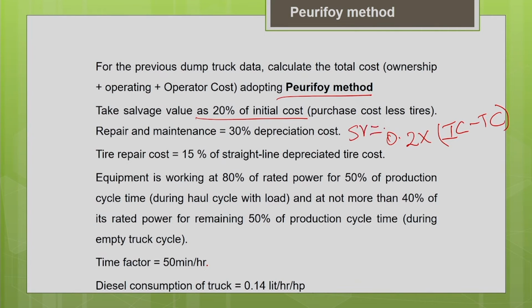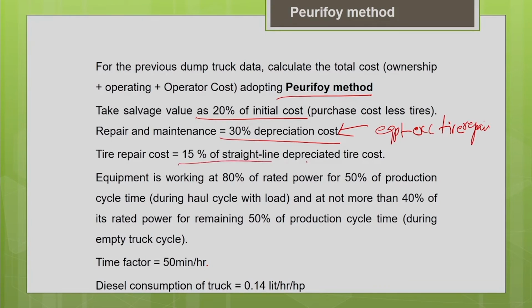Now the repair and maintenance is taken as a percentage of the depreciation cost here. So repair and maintenance is equal to 30% of depreciation cost, and this repair and maintenance is for the entire equipment excluding the tires, excluding the tire repair. The tire repair is considered separately here. It is nothing but 15% of the straight line depreciated tire cost.